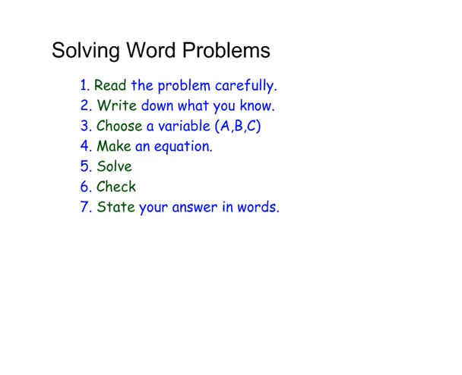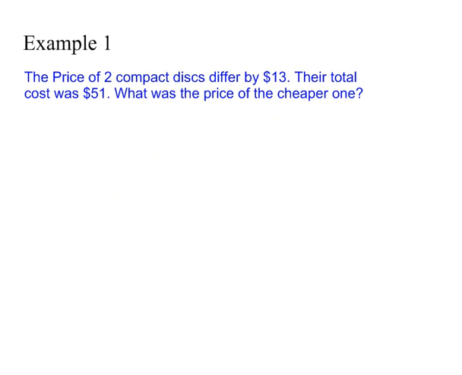We're going to go through two examples. Here we go. The first one. The price of two compact discs differs by $13. Their total cost was $51. What was the price of the cheaper one?